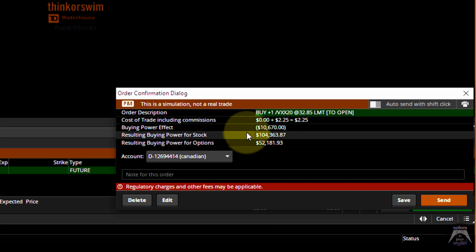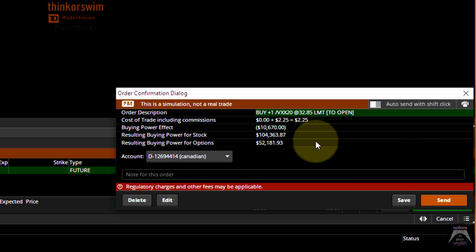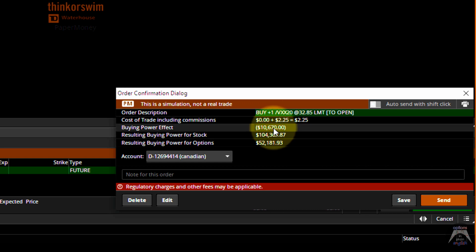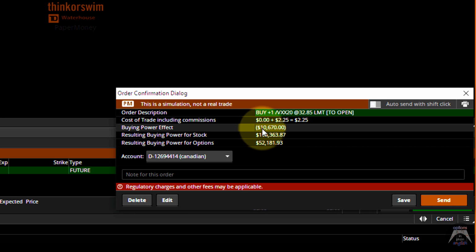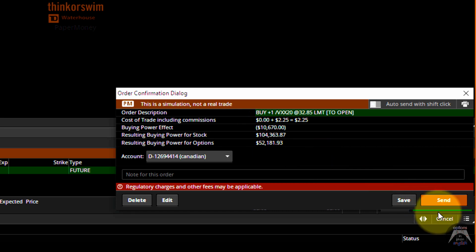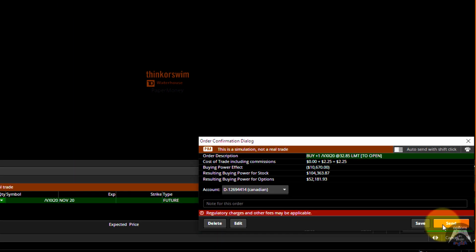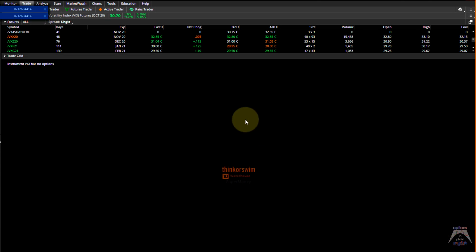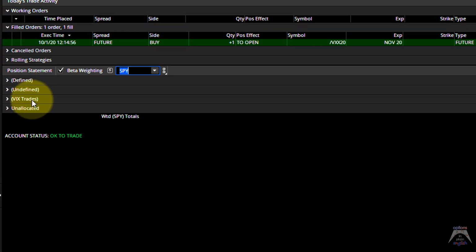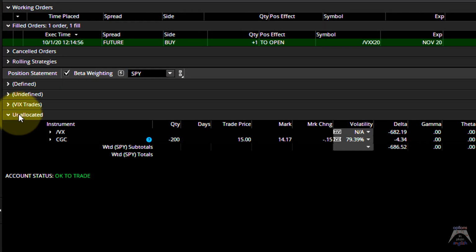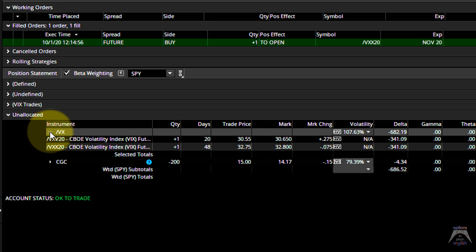If I hit confirm and send, this is the buying power effect. This is the margin that I need to put up in order to initiate this trade. I'm going to just go out and buy the future. Okay, so I bought the future now. So I'm going to come here and see my position, which is this one.